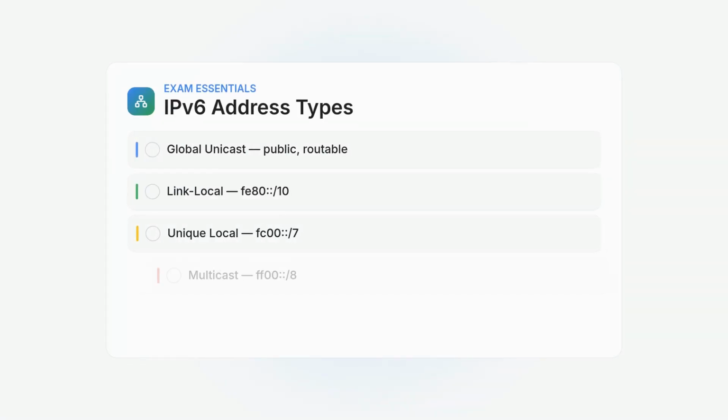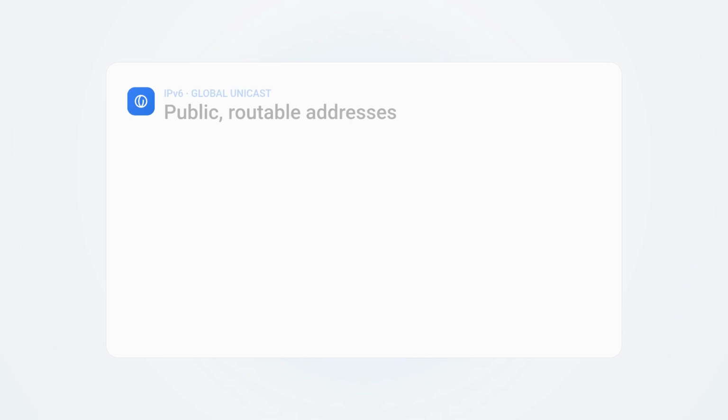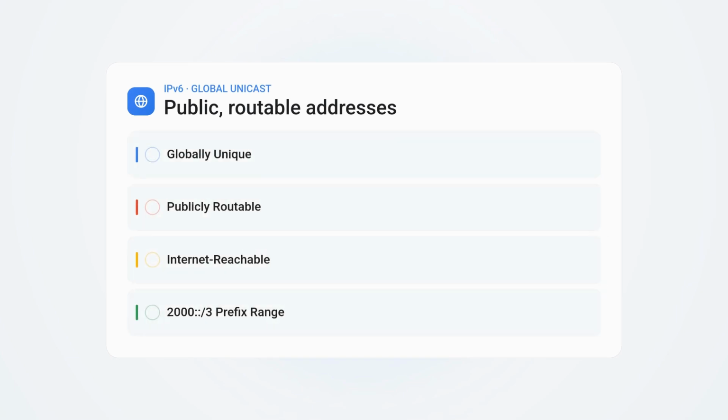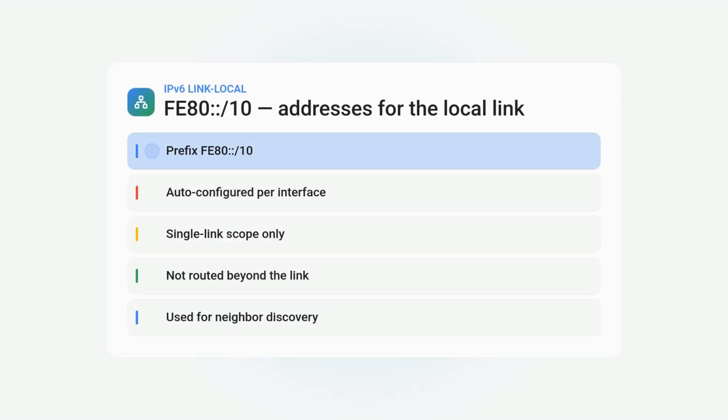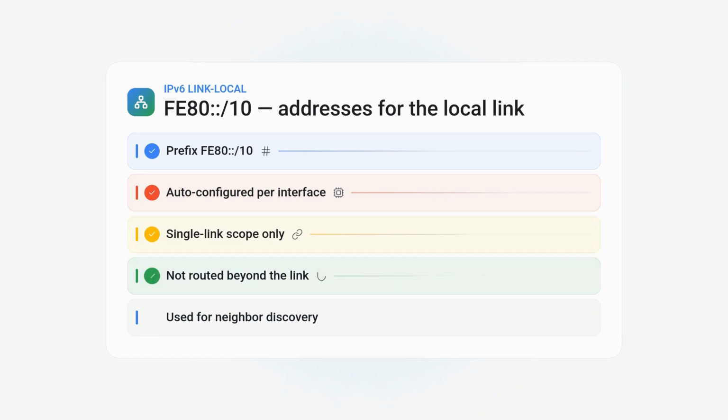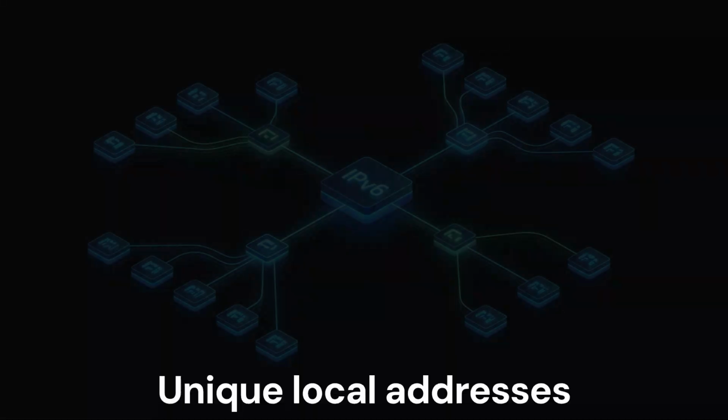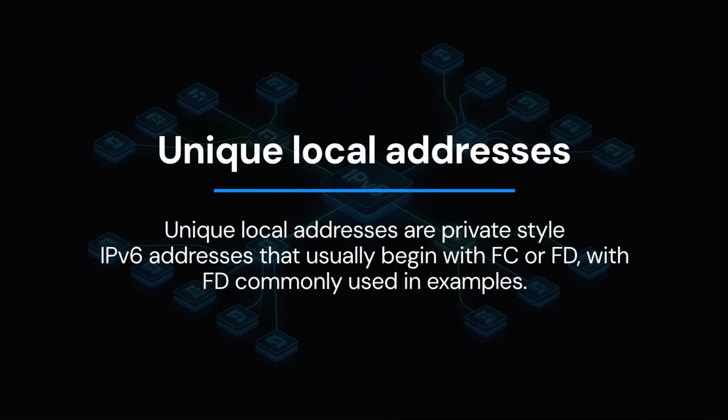Now let's look at the main IPv6 address types you need to recognize quickly on the exam. Global unicast addresses are the public-style addresses used for normal routable communication on IPv6 networks. They commonly begin in the 2000::/3 range, which is a good exam clue. Link local addresses begin with FE80::/10 and are used for communication on the local link. Unique local addresses are like private style addressing in IPv6. They usually start with FC or FD, with FD often shown in examples.